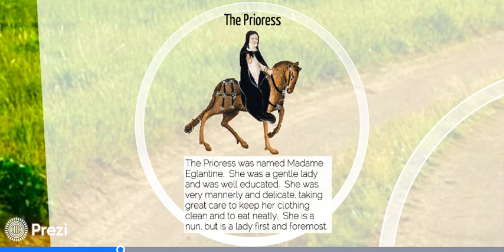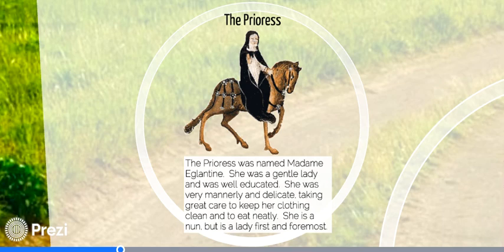The prioress is just a rank within being a nun, okay? And her name is Madame Eglantine. She is very well educated and very gentle in the way of knowing the proper way to behave. Not gentle, like easy. She is big, big, big on etiquette and manners. She wants people to notice that she has good etiquette. She goes through a lot of care to look really nice and to eat very nicely, again following the proper dinner etiquette, things like that.